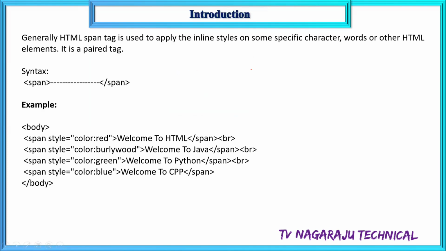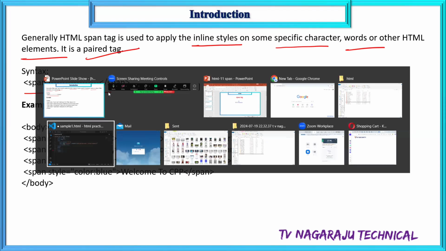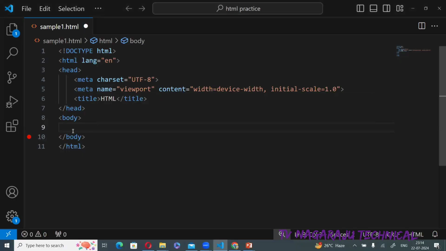What is a span tag? Simply, the tag that is used to apply some inline styles to some specific characters or words, or any other HTML elements. And this span is a pair tag. Now, I will explain with an example, then you will get one idea of the span tag.